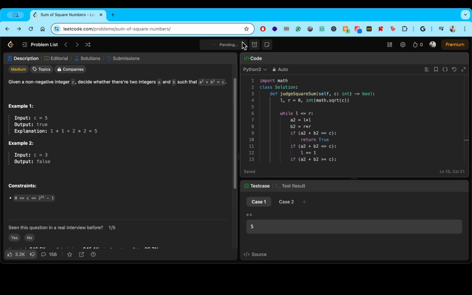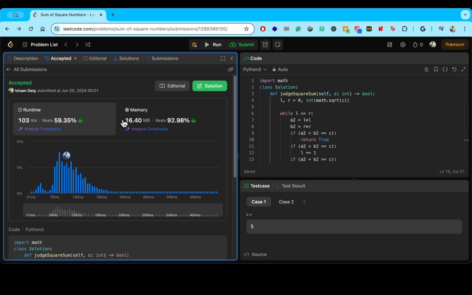So now let's submit this code. And as we see, it works.